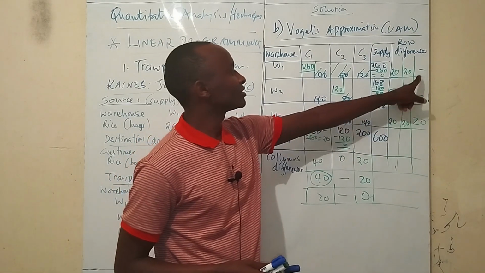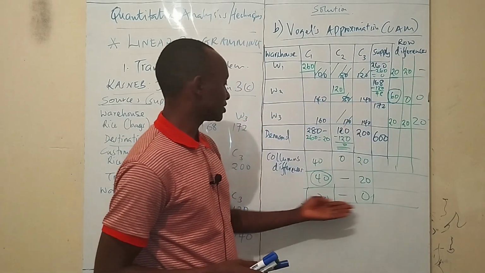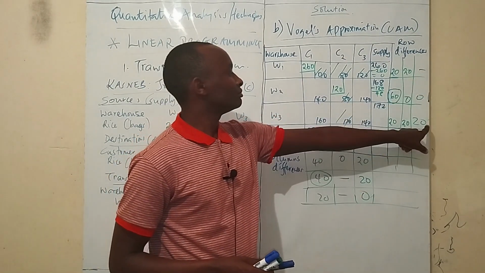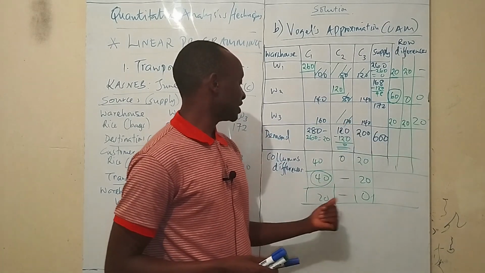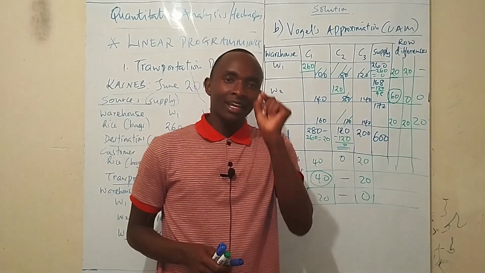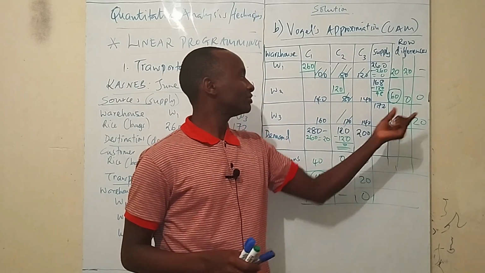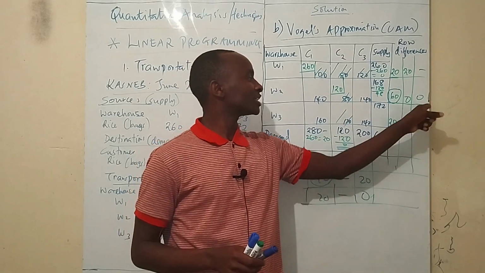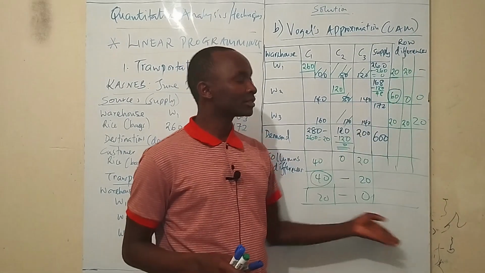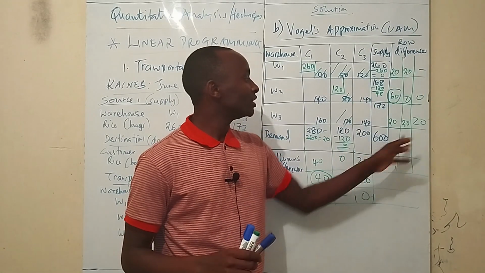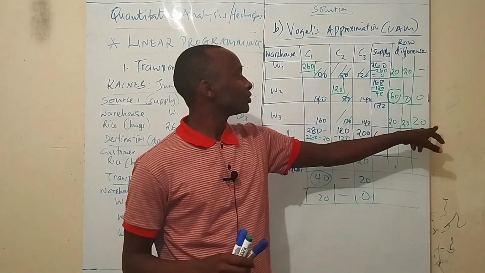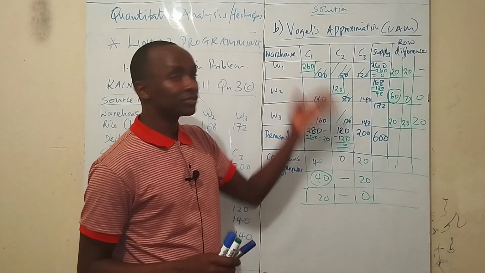So in this case we have 0, 0 and 20, 0 and 20. So we have a tie of 20 and 20. In the case of a tie, you pick either. Are we together? If you find that there is a tie between the row and column differences, you take any. You can take the row for the row 20 or 20 for the column.